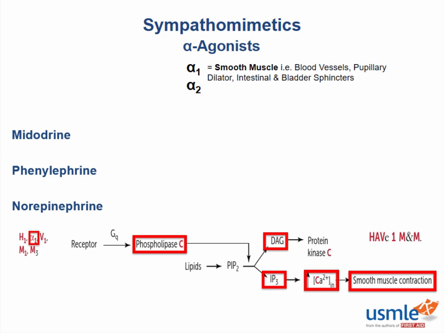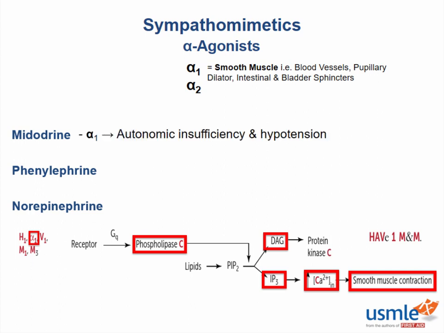Remember, when you are running from a bear and your body increases sympathetic outflow, you definitely want to be able to see, and there's no time to digest your food and take a leak. So vasoconstriction helps shunt blood away from these organs during fight or flight. So our first drug on the page is midodrine, which is a selective alpha 1 receptor agonist.